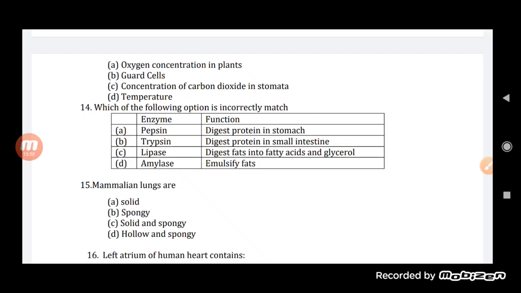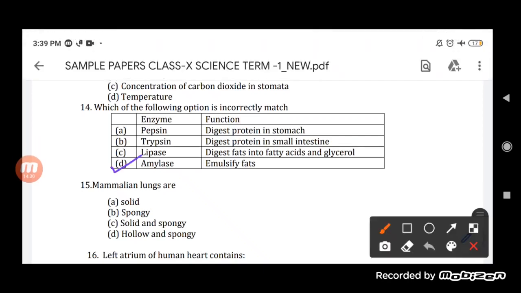Lipase is there, which helps in digesting the fat into fatty acid and glycerol. This is also a correct option. Then amylase is there, which is said to help emulsify fat, but we know that amylase basically helps in the digestion of carbohydrates. So we can say here that the wrong option is amylase. That is the wrong option.